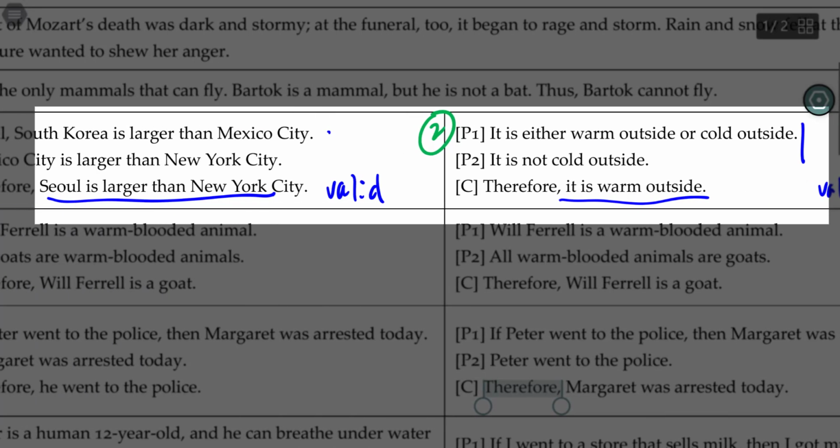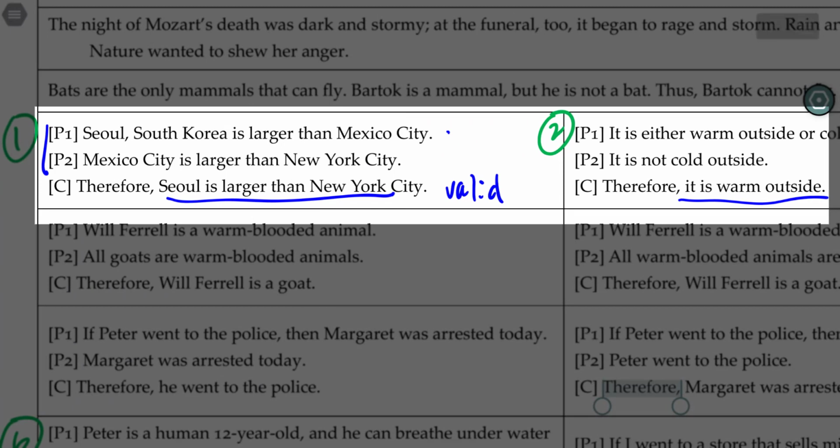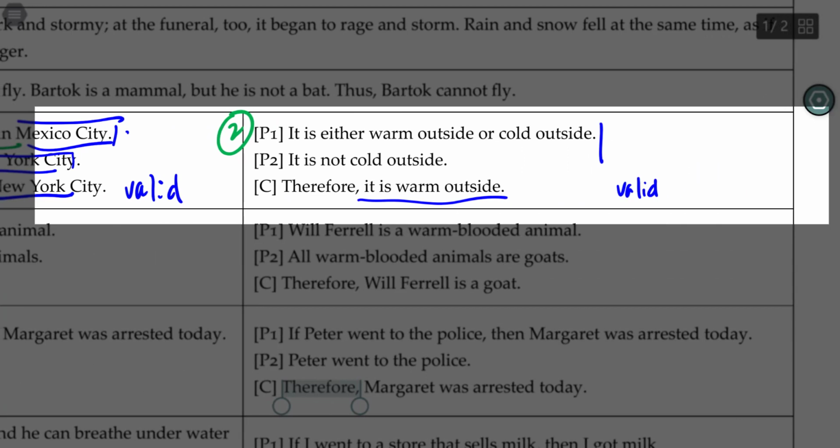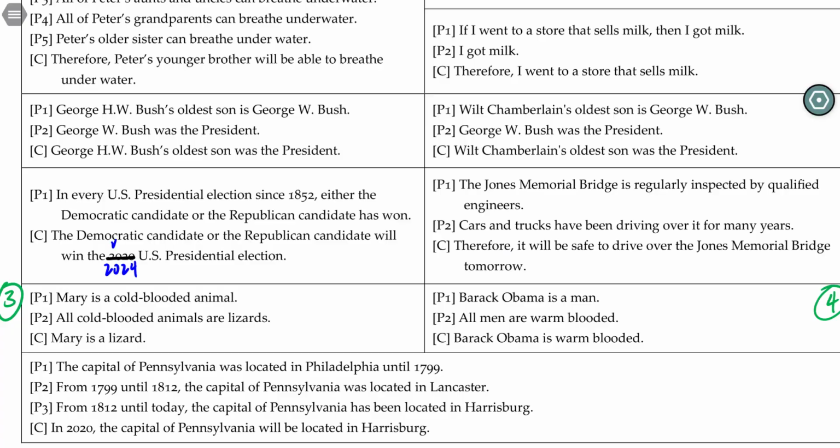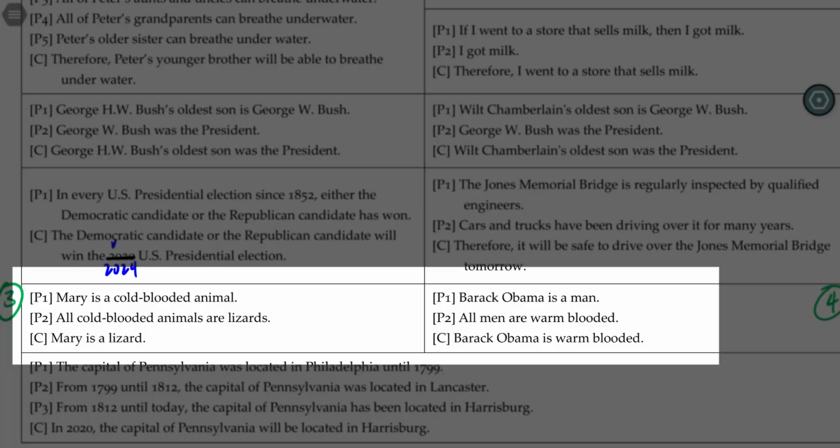You might notice about these two arguments that they have a certain form that makes them valid. Any argument that has the form A is larger than B, B is larger than C, therefore A is larger than C is going to be valid. Similarly, over here, any argument that has this form, A or B, not B, therefore A, is going to be valid.